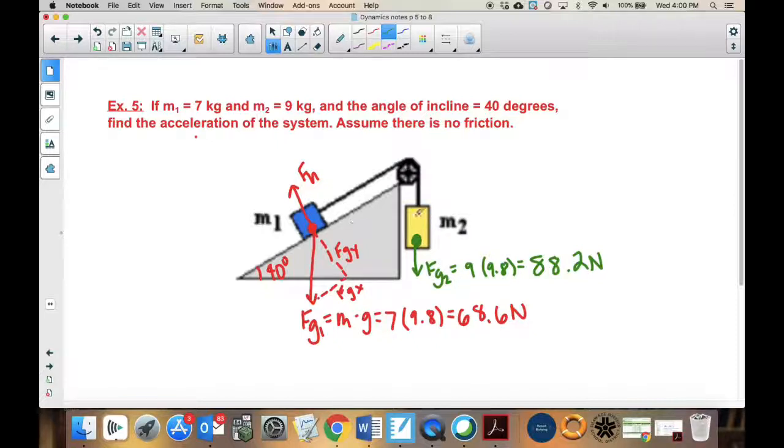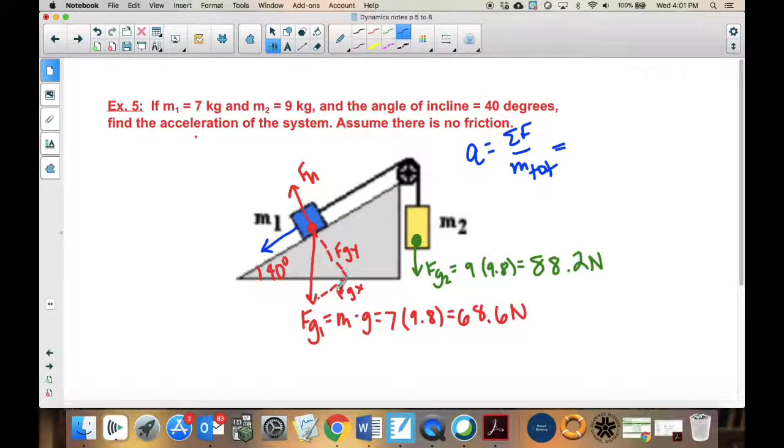We do have the tensions. Those tensions are going to cancel each other out while we're talking about acceleration, so we don't actually need the tensions to talk about acceleration. To find acceleration, that's when we want to do the sum of the forces divided by the total mass. So for the sum of our forces, we have 88.2 newtons acting downward in this direction. And in the other direction, we need to find what is the force acting this way.